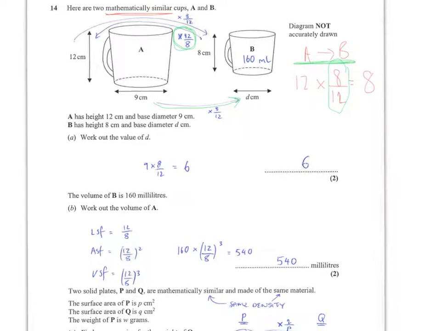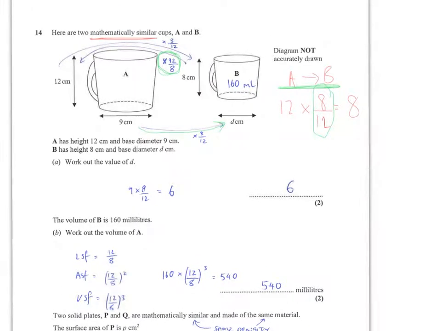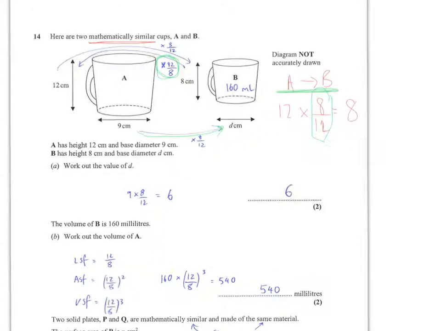And part B, we're told the volume of the smaller cup. I know my length scale factor to go from B this time to A. Well, I'm increasing in size, I am multiplying by a value greater than 1. My scale factor, as we worked out before, is going to be 12 over 8, so my length scale factor 12 over 8. My area scale factor is my length scale factor squared, so 12 over 8 squared, and my volume scale factor would be my length scale factor cubed, so 12 over 8 cubed.